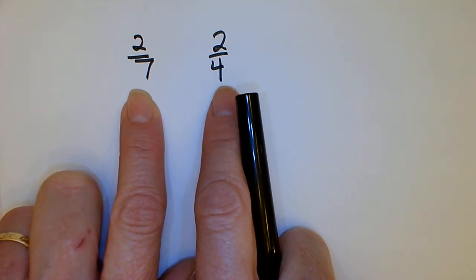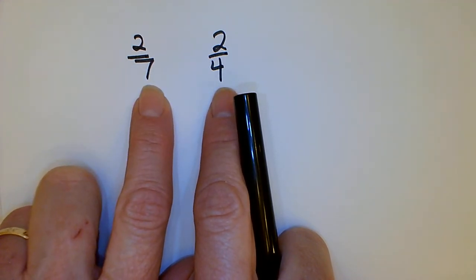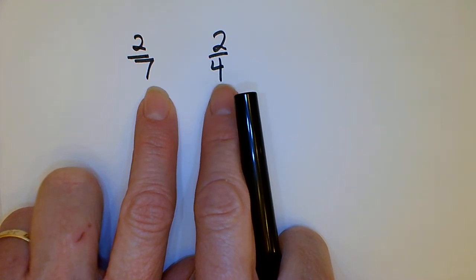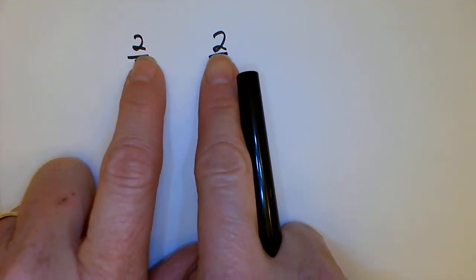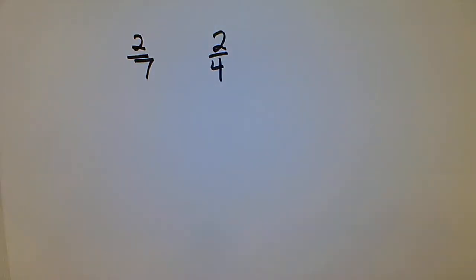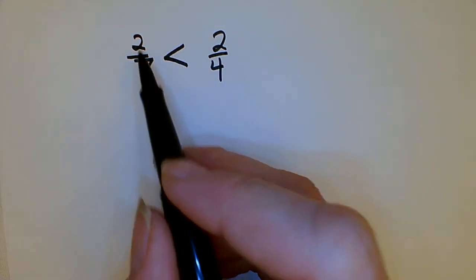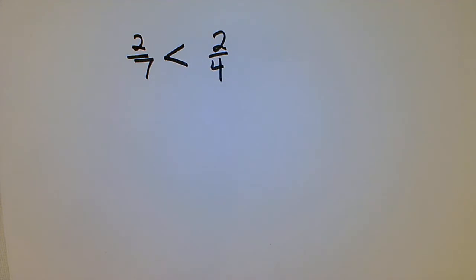If you had an apple, you cut it into 4 pieces, those pieces would be a lot bigger than if you cut your apple into 7 pieces. So remember, when the number in the denominator is smaller, the pieces are bigger. So since I have 2 of each of these pieces, I want the bigger pieces, right? And so I can go ahead and write that 2/4 is greater than 2/7, or 2/7 is less than 2/4. Okay, so that was quick. Let's take a look at another one.